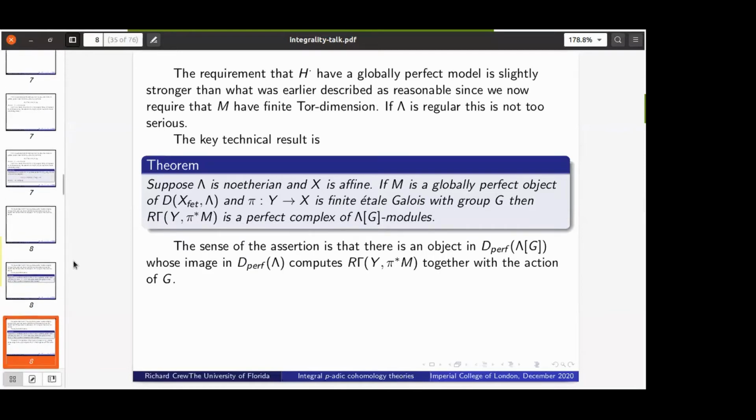The sense of the latter assertion is simply that there is an object in D-perf of lambda G modules whose image in D-perf of lambda modules computes the derived global sections on Y of pi upper star of M, together with the natural action of G on this object.